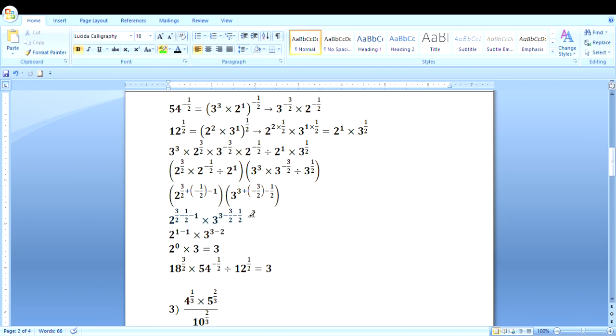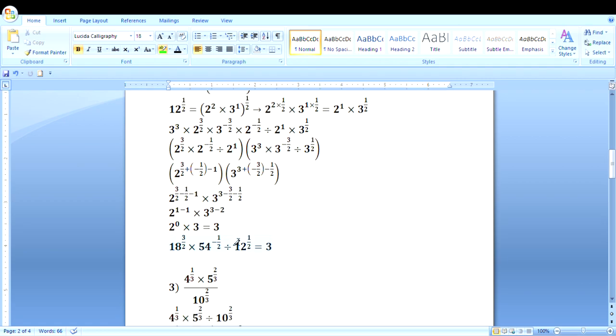Now for 3 here, let's look at what we have. 3 minus 1 gives minus 4. Since the denominator here is 2, minus 4 divided by 2 is minus 2. So this becomes 3 raised to power 3 minus 2. So here 1 minus 1 is 0. This becomes 2 raised to power 0. Then 3 minus 2 is 1. This becomes 3. So here 2 raised to power 0 is 1. So this 1 times 3 is equal to 3.